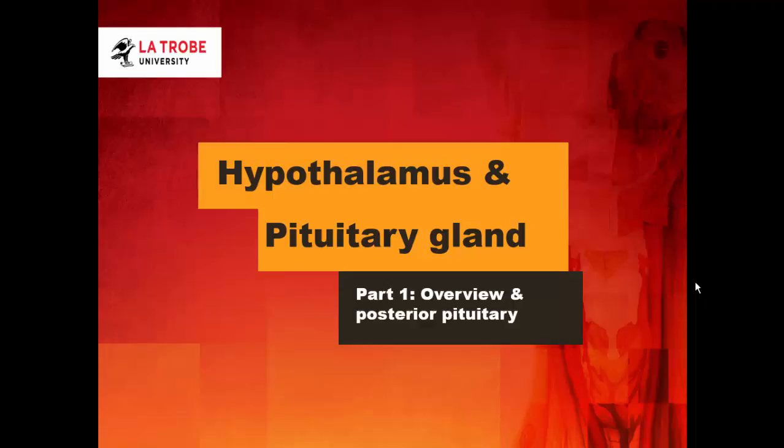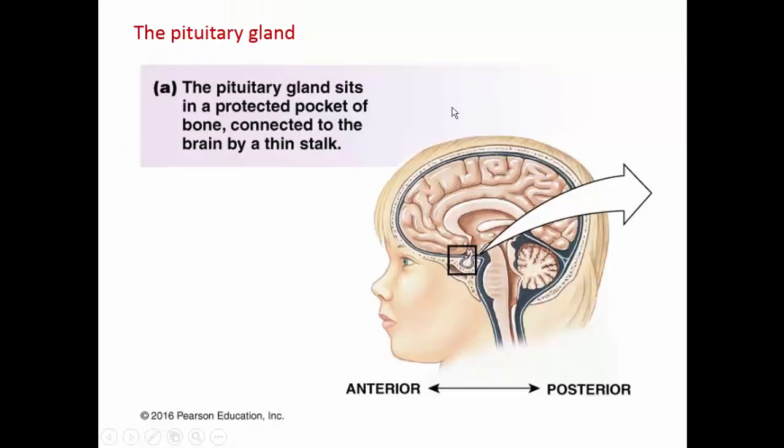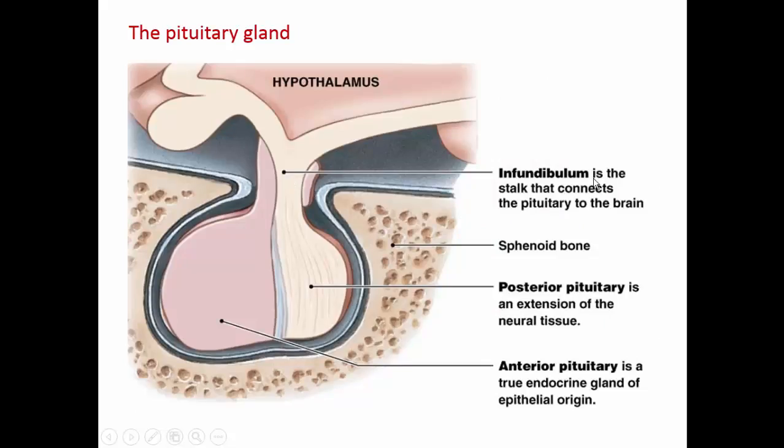This video is an overview of the hypothalamus and pituitary gland and presents information on the functioning of the posterior pituitary. The pituitary gland is shown here. It sits in a protected pocket of bone, shown here, and it's connected to the brain via a thin stalk. The infundibulum is the name of the stalk that connects the pituitary gland to the brain.